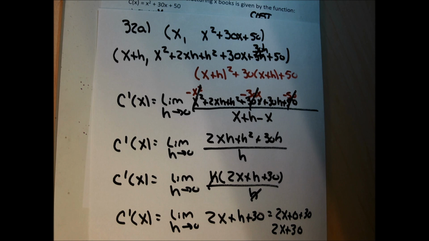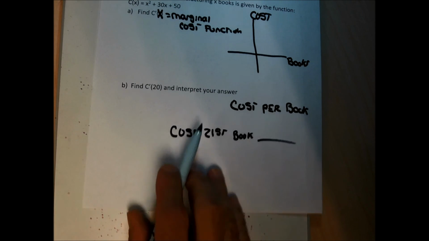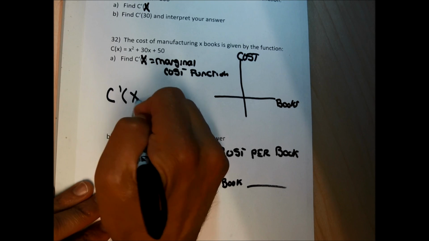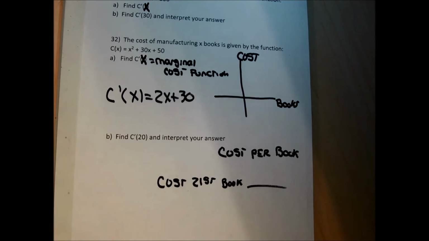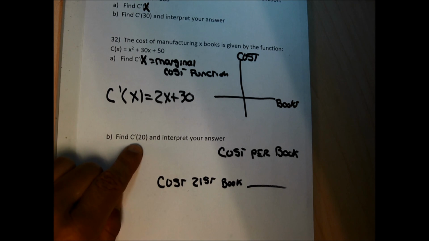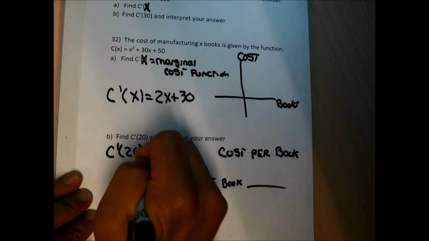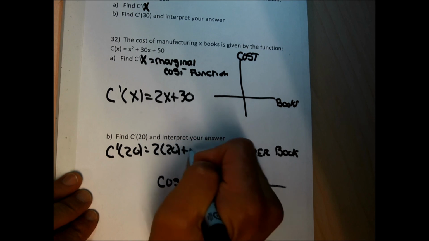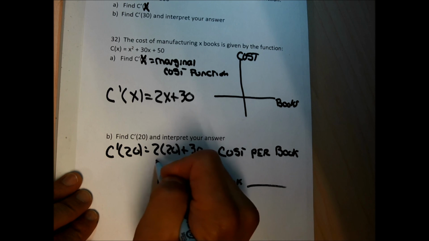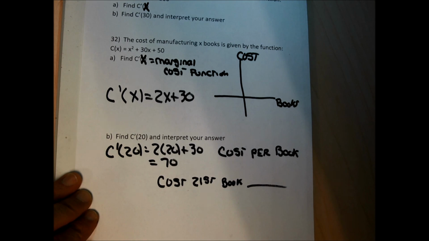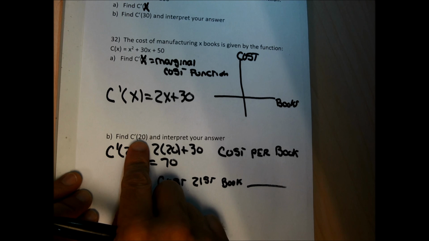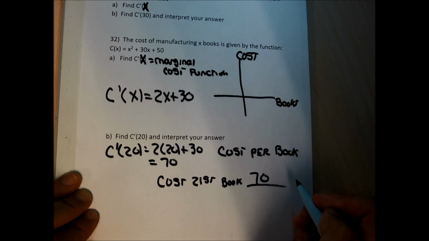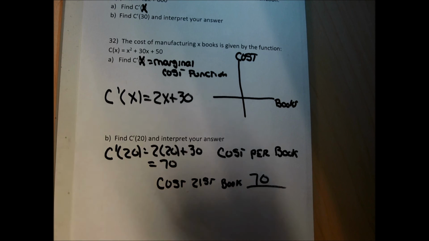The c prime of x, the marginal cost, or the derivative of the cost function, is 2x plus 30. So for part A, c prime of x equals 2x plus 30. For part B, let's find c prime of 20. c prime of 20 is going to be 2 times 20 plus 30, which is 40 plus 30, which is 70. And to interpret my answer, we can say at a production level of 20 books, the cost per book is $70 per book. Or better yet, we can say the cost of the 21st book is going to be about $70.